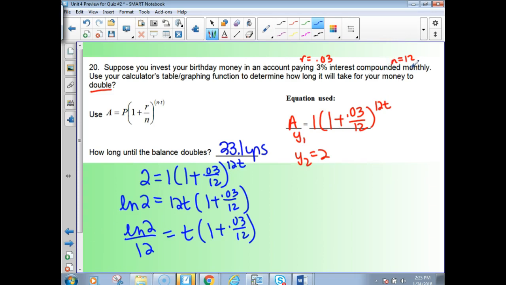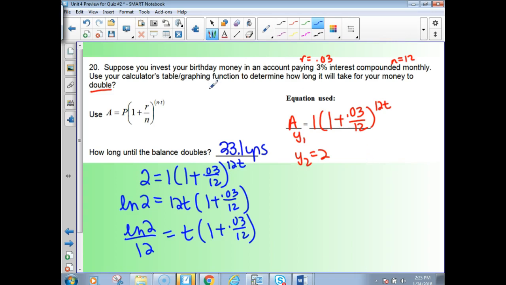Compounded every month, that's 12 times per year. Since time here is in years, you need to do 12 times per year. N would be 12. So if it said semi-annually, that's twice per year. Quarterly, 4. Yes, ma'am. Yes, it is.